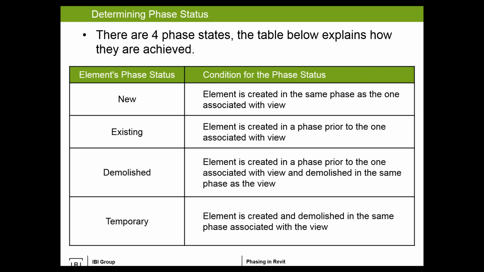So if your view's phase equals your item's phase demolished parameter, that item will be demolished. But if it's created and demolished in the same phase, then it gets this temporary status, the one that is indicated at the bottom. So these are the 4 phase states, and there is no other. We can't add any other. This is a built-in feature in Revit.